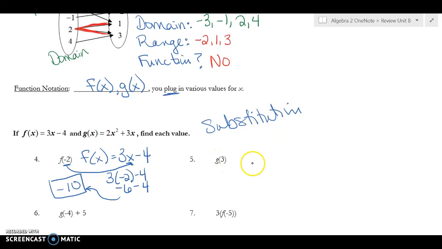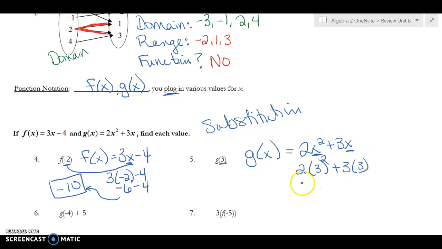All right, for number 5, it's the g function, so I like to write the g function so I can see it. And this time my g function is 3, so I need to plug in the 3 to both x's. So 3 squared is 9. So I get 18 plus 9, so I get 27.